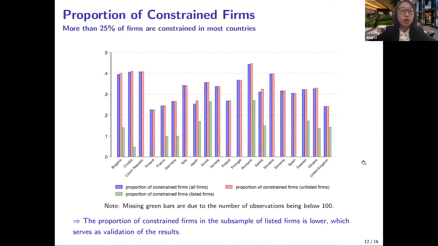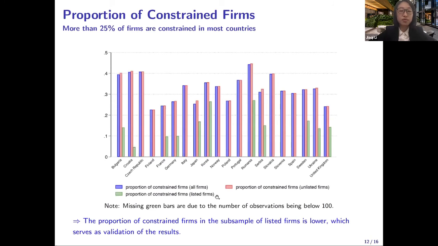So this slide shows the proportion of constrained firms for different samples of firms. This is calculated using the results from the switching regression model after I classify firms into different types. Then I want to see what is the proportion of the constrained firms that are identified empirically. So I look at three different samples. The first is the whole sample, all firms. And then I look at the subsample of unlisted firms and the subsample of listed firms.